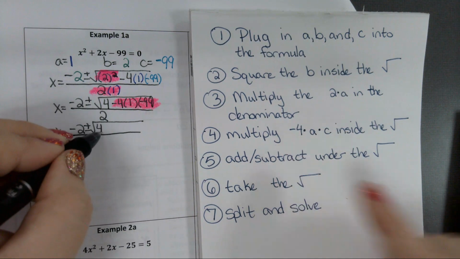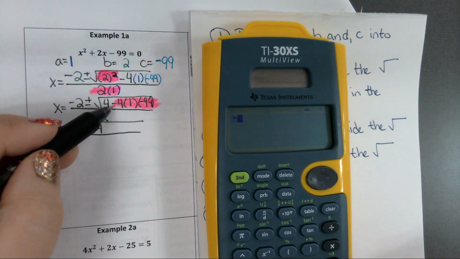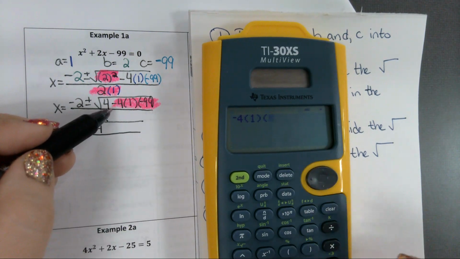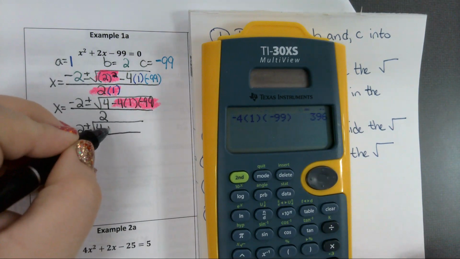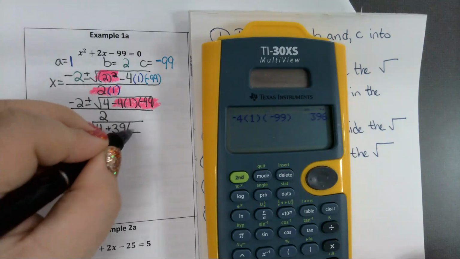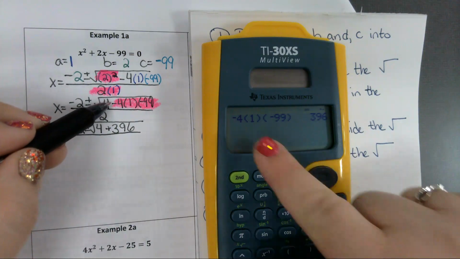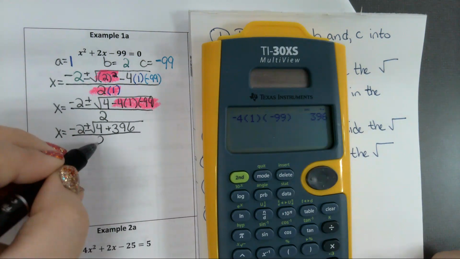So in my calculator, I'm going to include the negative with the 4 times 1 times negative 99. And I get positive 396. We don't make that negative come down here because we included it in the number that I multiplied. And then the 2 will get copied from the previous step.